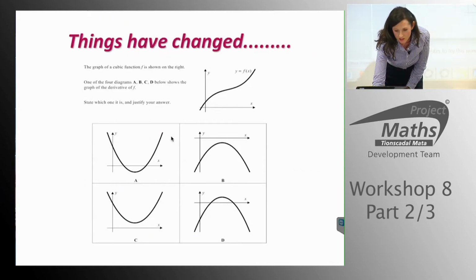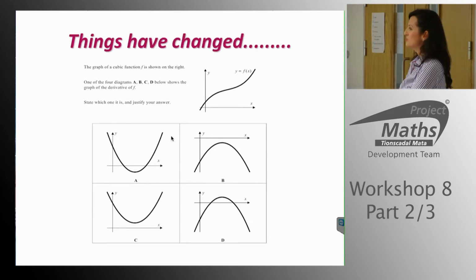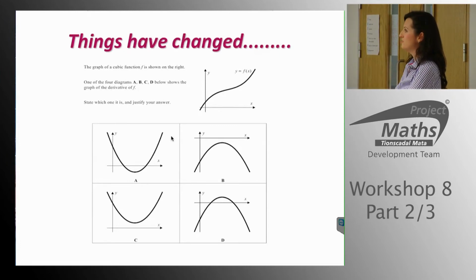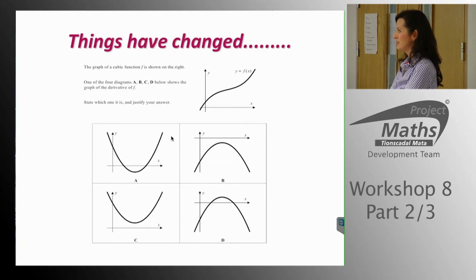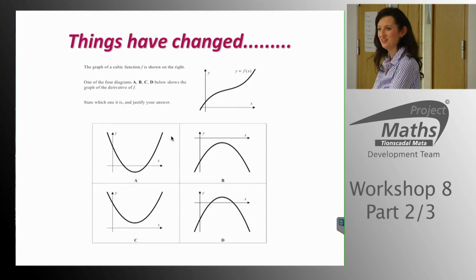So this is a question from the exam papers. The graph of a cubic function f is shown on the right. One of the 4 diagrams A, B, C, D below shows the graph of the derivative of f. State which one it is and justify your answer. So you go for C. Okay, so park that now and we'll come back to this and we'll see if you're right on your C.